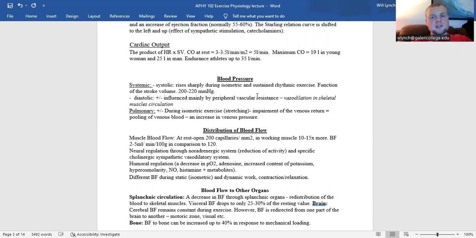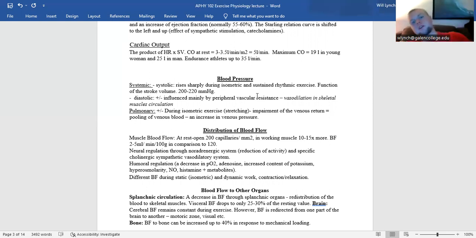So if there's vasodilation in the skeletal muscles during circulation, that really will go a long way in reducing the pressure on the vasculature during diastole. So we don't see that big of an increase in the diastolic number. For pulmonary blood pressure, it's going to increase a little bit, right? During isometric exercise or stretching, it could go down or up.